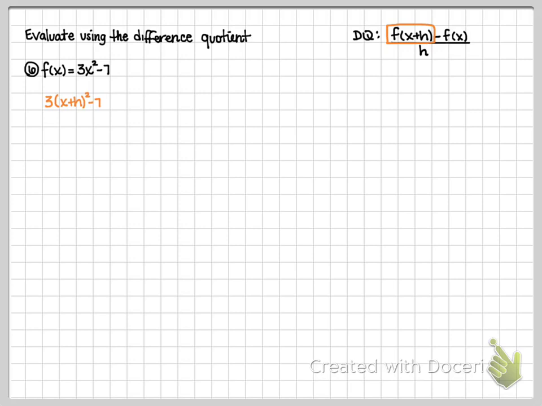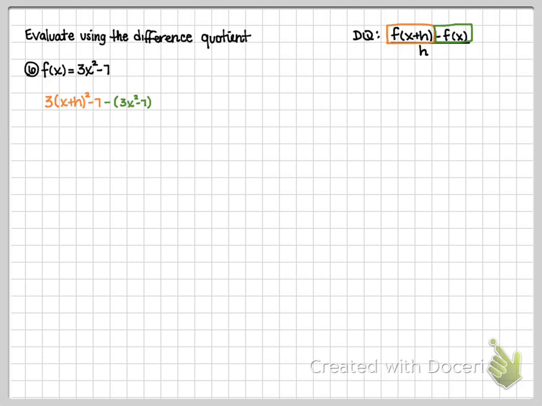Then, the next part, back off to the right-hand side again, we're now going to subtract the original f of x function. So, we're going to, from this, now subtract the entire thing. I like using parentheses if there's more than one thing, just so I remember to distribute. So I'll put my 3x squared, my original function, in here.